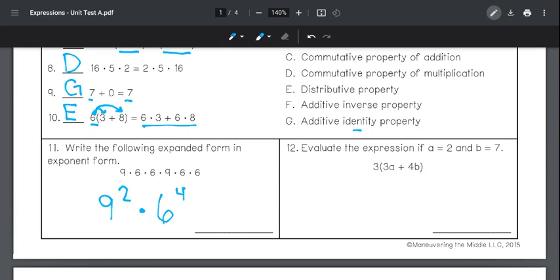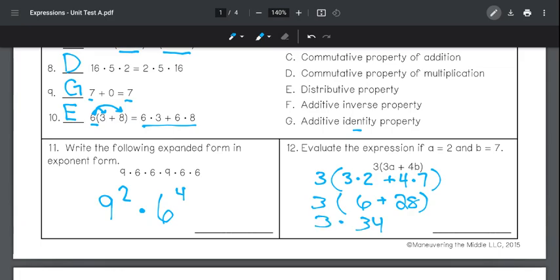Number 12 says evaluate the expression if A equals 2 and B equals 7. So if I rewrite, replacing my letters with numbers, A is 2 and B is 7. And then I need to follow PEMDAS and find our answer. So 3 times 2 is 6. Keep your plus sign. 4 times 7 is 28. 28 plus 6 is 34. We multiply by 3 on the outside. 34 times 3 is 102.